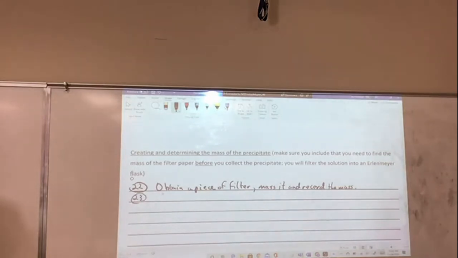And then we folded the filter paper up, and that's called fluting it. Flute the filter paper. And then what did we do to make it so that it could stick to the side of the funnel? Okay, so moisten it, and place it in the funnel.